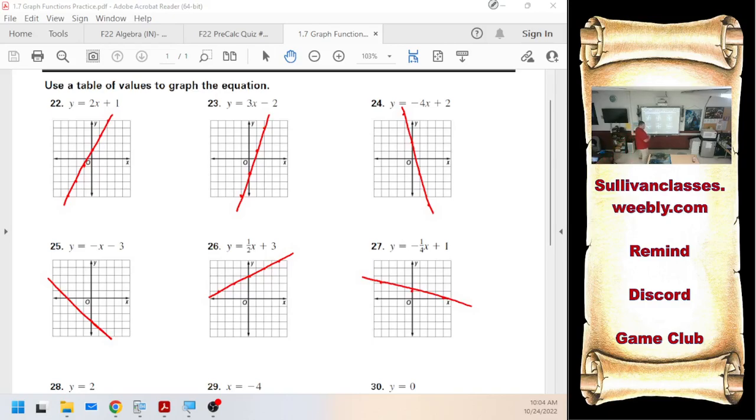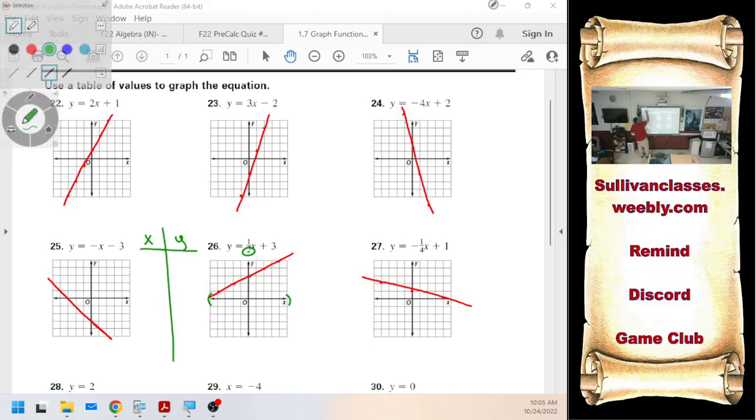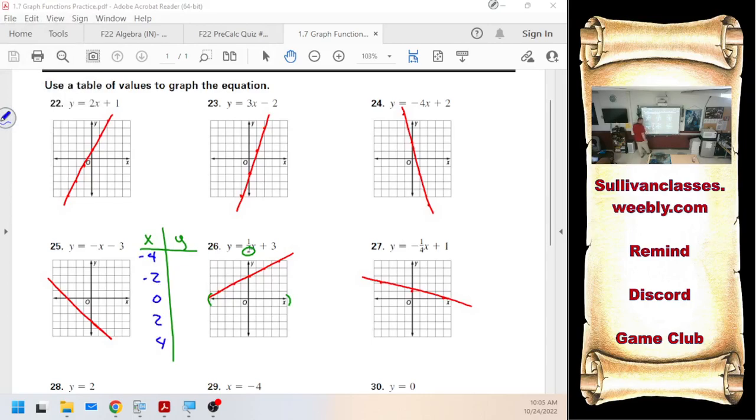Any of these go wonky on us? Need to double check? 26. Okay. 26 I would have chosen because of that denominator. From -5 to 5, I would choose x values that go by 2's. -4, -2, 0, 2, 4. When you plug them in your calculator, you have 1/2 parenthesis x plus 3.